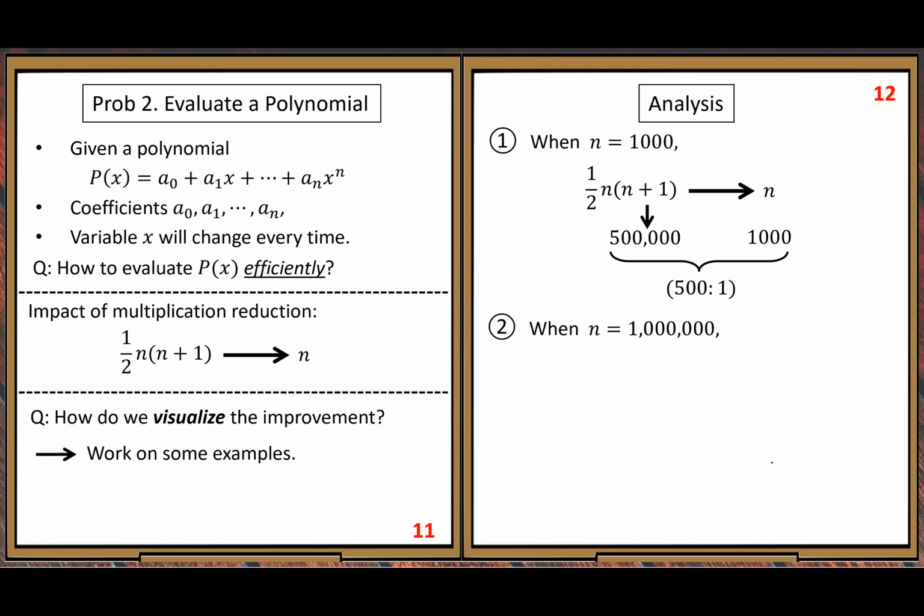Second, let's try the second one. This time n equals 1 million. So this time, right-hand side, 1 million. How big is the left-hand side? Plug in, still approximation. How big is this number? Can you read that number using the appropriate unit? Half a trillion. 500 billion. Half a trillion, yeah.